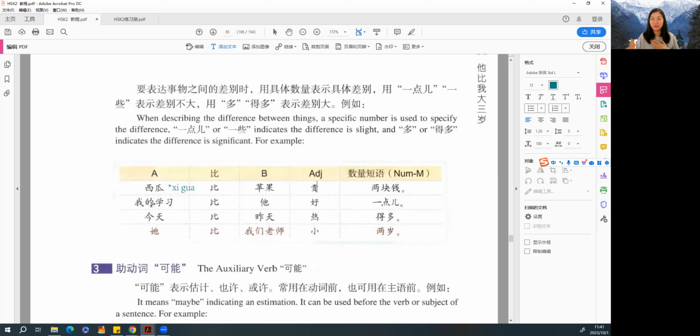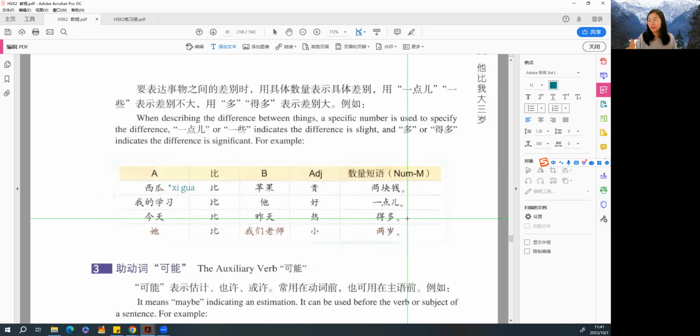And then the second one, 我的学习. So my study, right? 我的学习比他好一点. A little bit. So my study is better. 好. It's good, right? It's more good, right? So it's better than him. So then his study here is ignored, 他的学习, right? 他的学习. So it means my study is a little bit better than him. So a little bit, 一点.